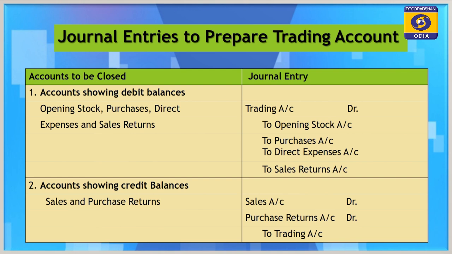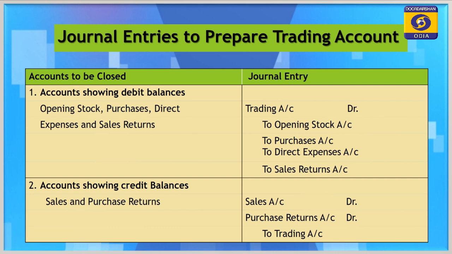So the entry that we pass is trading account debited to opening stock account, to purchases account, to direct expenses account and to sales returns account. Now direct expenses means, students, all those expenses which are directly related to purchases.